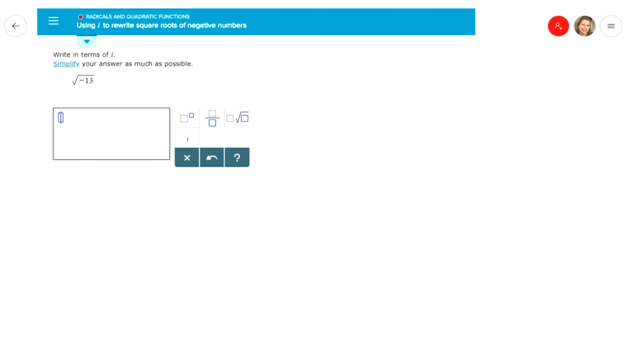All right, using i to rewrite square roots of negative numbers. You can't take the square root of a negative and get a real number answer. If you try to do it in your calculator, it's going to give you an error message. This is where imaginary numbers come into play. The letter i actually is equal to the square root of negative 1.